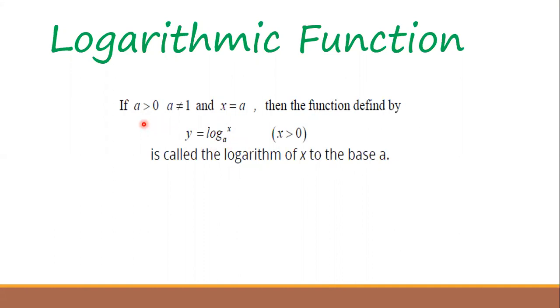If a is greater than 0 but a is not equal to 1, then the function defined by y is equal to log of x to base a, where x is greater than 0, is called the logarithm function of x to base a.